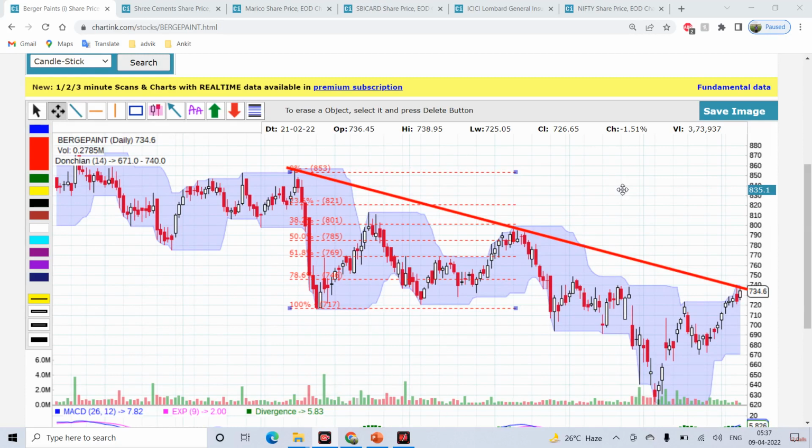Today is 9th of April and we'll try to see some of the active setups today. So first example we'll look into Berger Pant, and today we'll try to learn a new indicator called Donchian channel.